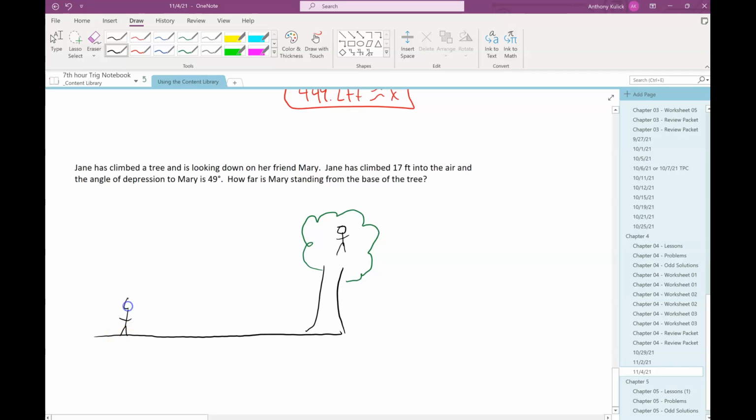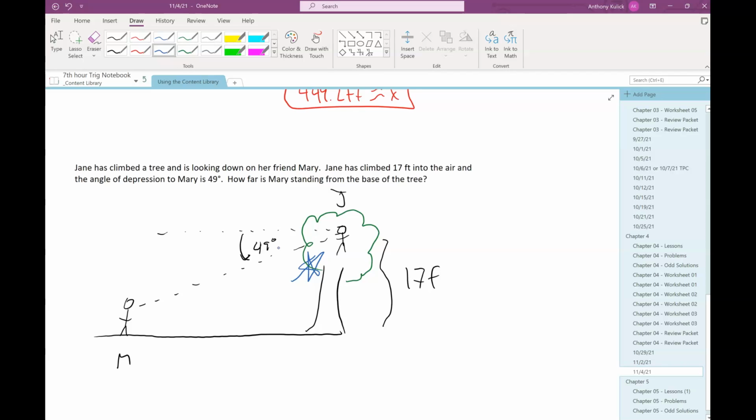And here's our pal Mary, so J, M. We're 17 feet up in the air. And the angle of depression, so here's our line of sight, is 49 degrees. So that's where the 49 goes. That's the place where it's real tempting to put it over here. It doesn't go. The 49 does not go there.